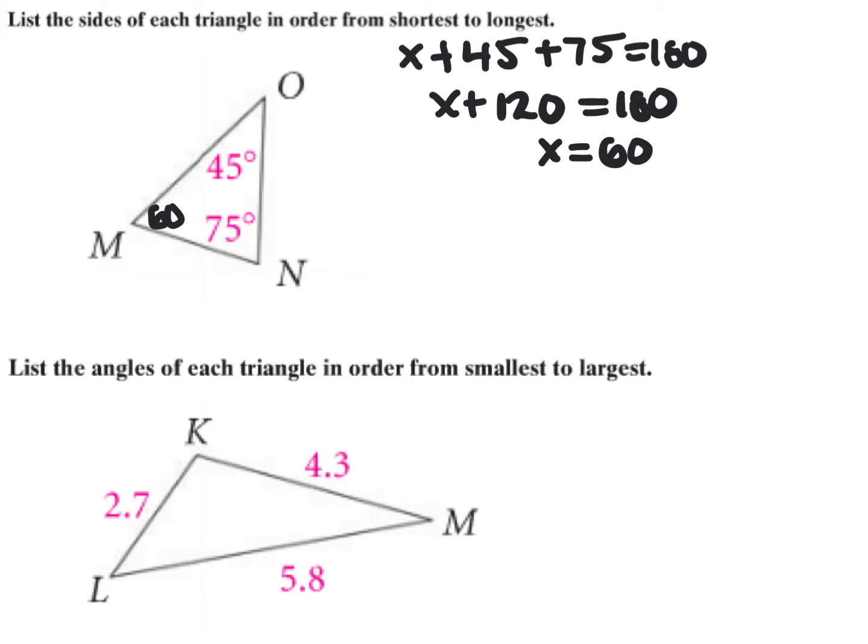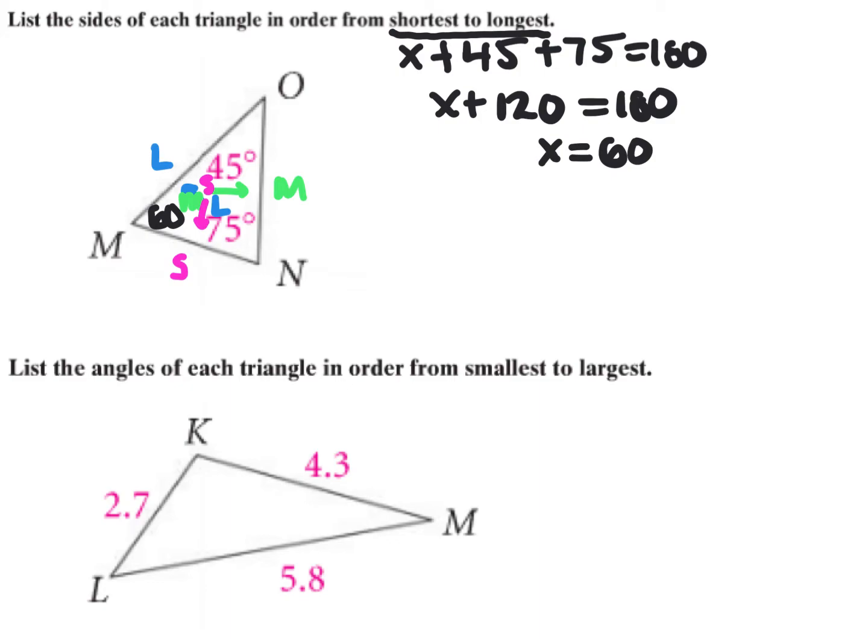Now I'm going to proceed in the same order, however, now carefully listing them in order from shortest to longest. I can start by identifying. My largest angle is 75, so the largest side is straight across. The medium angle is 60, so the medium side is straight across. And the smallest angle is 45, so the small side is straight across.